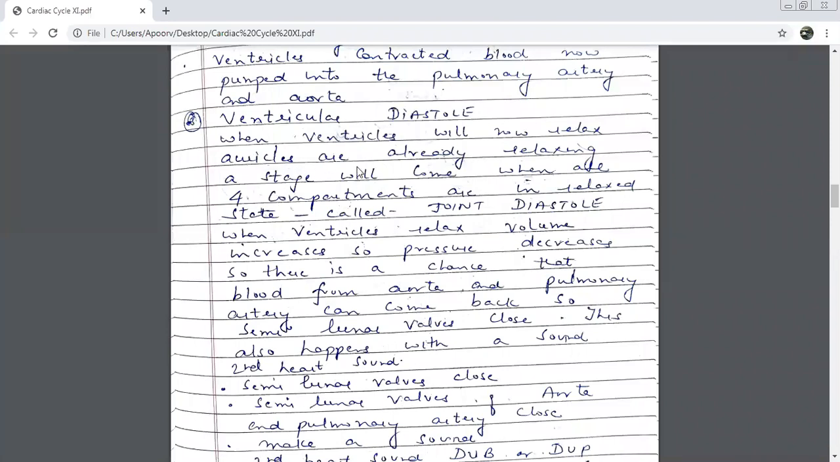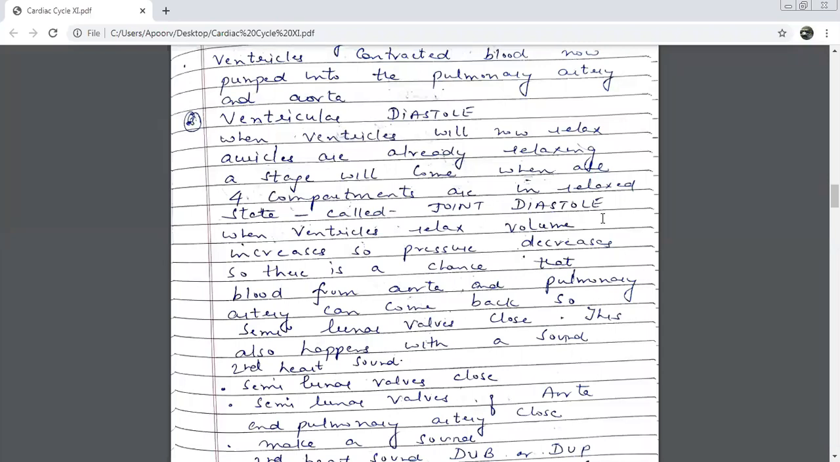Yes, if you can see, you can read over here. When ventricles will relax, auricles are already relaxing. So a stage will come when all the four compartments are in relaxed state, and this stage is called the joint diastole. Now we are going to go further. Now this joint diastole stage is of course there, but main thing is your ventricles were relaxing. When your ventricles will relax, the volume will increase. What will happen to the volume of the ventricular region? It will increase beta because they are relaxing. So the volume will increase. If volume will increase, what will happen to pressure? It will decrease.